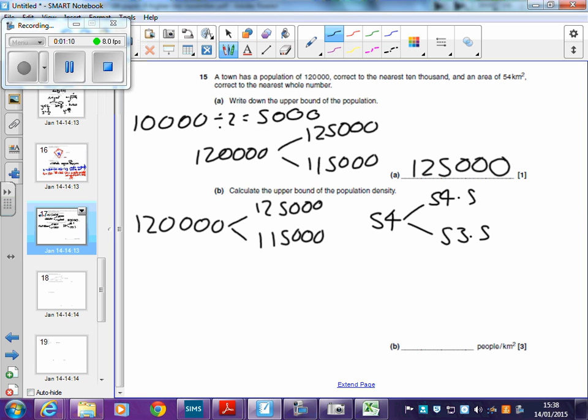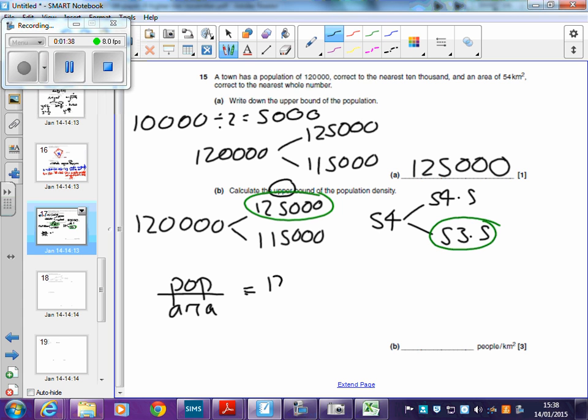Okay, to get population density, we need to do the population divided by the area. Now we want a large answer because we want the upper bound. To get the largest answer, we want a big number divided by a small number, because if you're splitting it up into fewer parts, then each part is going to be bigger. So I want the biggest population divided by the smallest area.